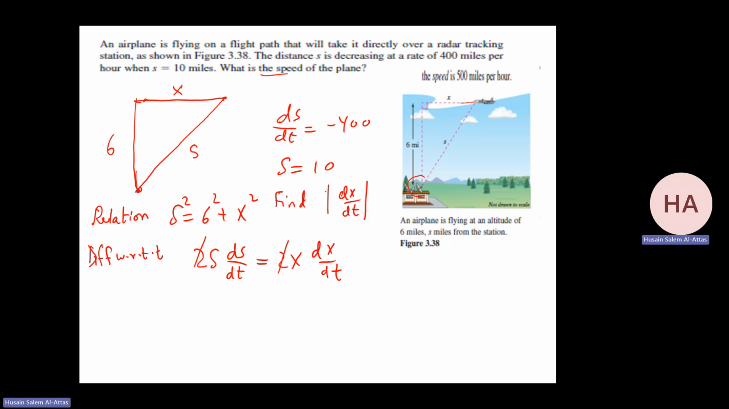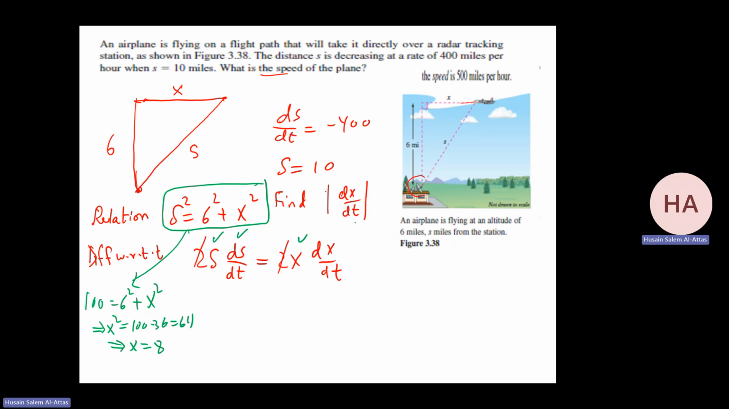S is given, ds by dt is given. That's it. I don't have x, but I can get x from here. Since I have 100 equals 6 squared plus x squared, x squared will be 100 minus 36, which is 64. So x equals 8. So this is given also. This is what I'm looking for.